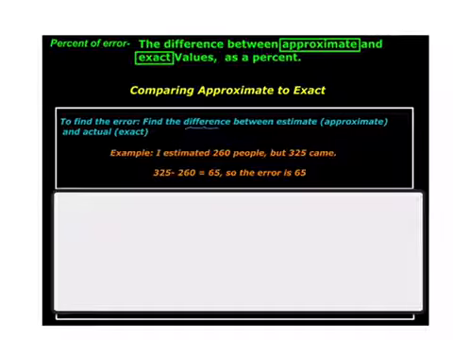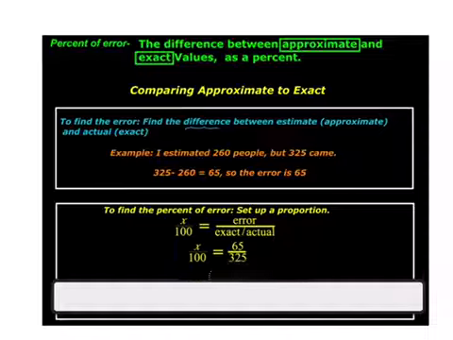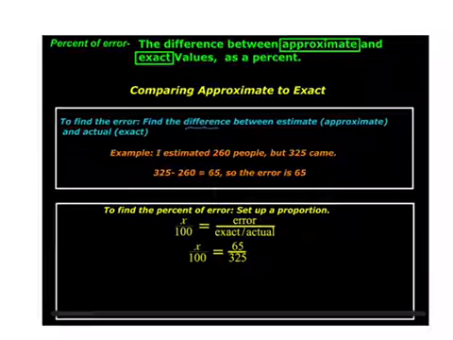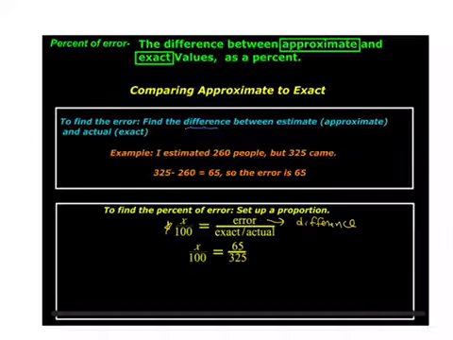Let's now see how that fits in to a proportion. To calculate the percent of error, we set up a proportion. Most of this should look really similar to what we've done before. Look over here on the left side. X over 100 is equal to error over the exact or actual number. So let's talk about what this means. We said that the error is the same thing as the difference between what you approximated or estimated and what actually happened, over the exact number, right?